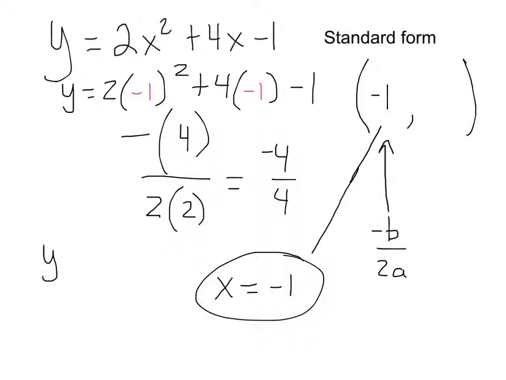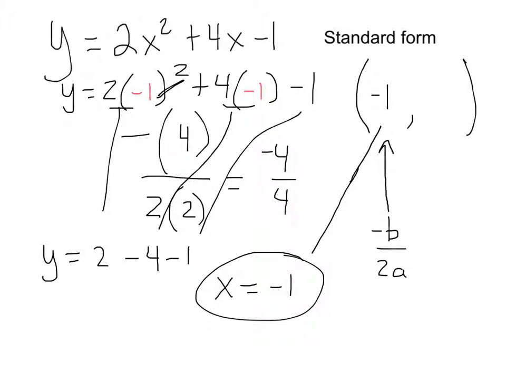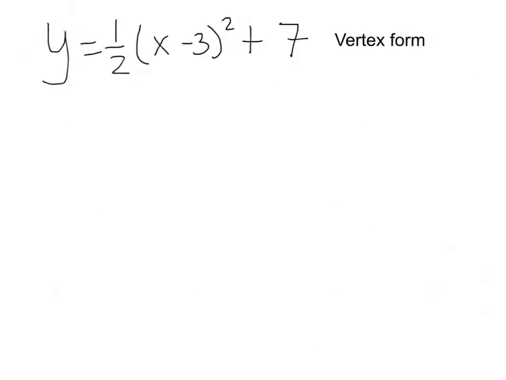And so I had y equals 2 minus 4 minus 1. -1 squared is 1, times 2 gave me 2. 4 times -1 gave me -4, and then here's a -1. 2 minus 4 is -2, minus 1 is -3. So there's my vertex.